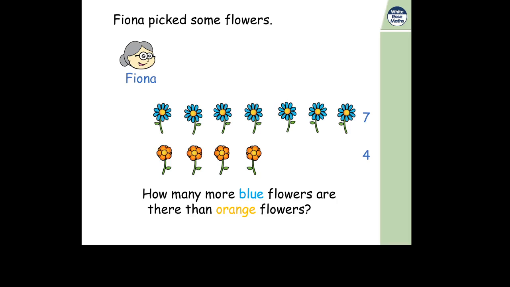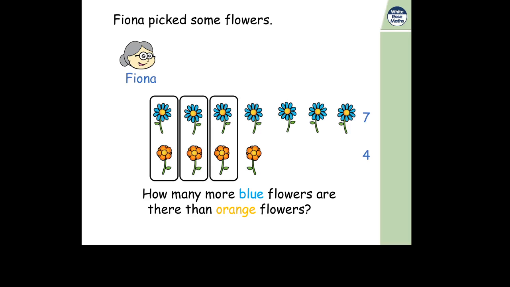And the question is, how many more blue flowers are there than orange flowers? Okay. So what we need to do is to take away the ones that are the same. So we've got a pair that's the same here, a pair that's the same here, a pair that's the same here, and a pair that's there. We've run out of orange flowers now. So how many more blue flowers? We've got these ones over here. So 1, 2, and the answer is 3.